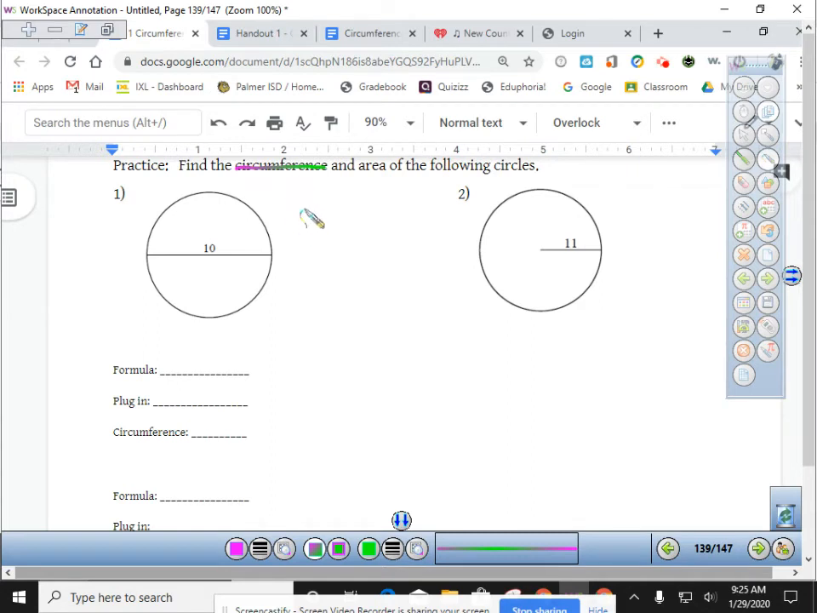What is the formula for the area of the circle? A equals pi r squared. What are we going to use for pi? 3. What is the radius? 5.